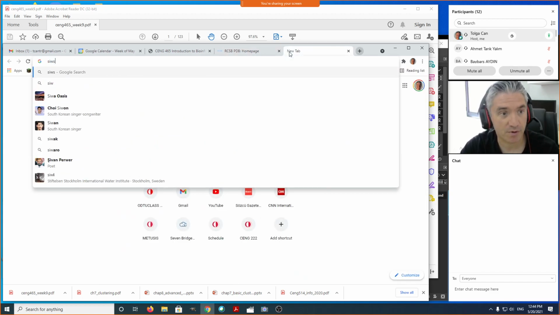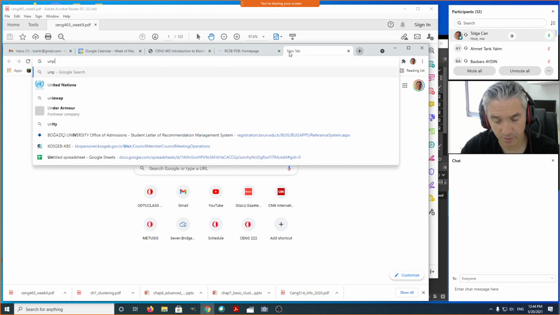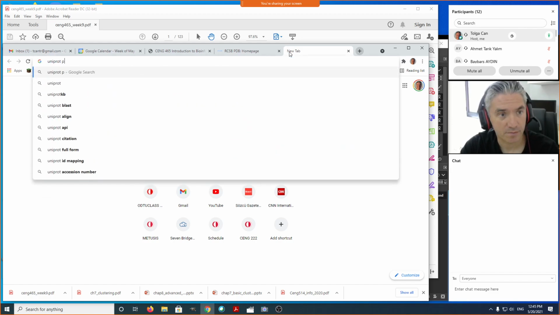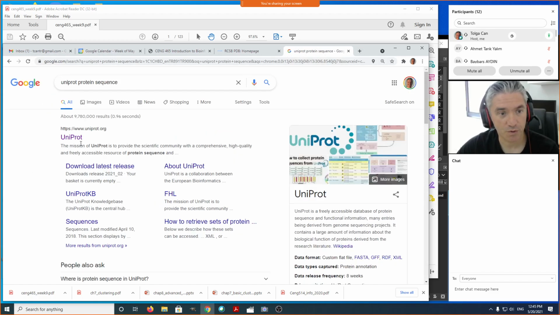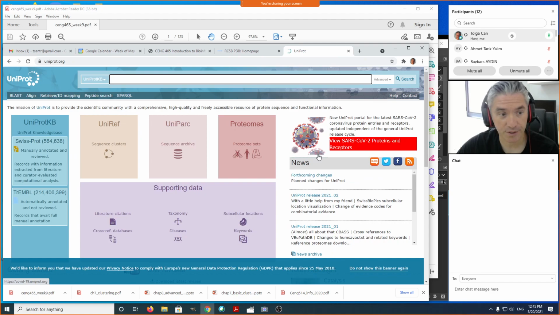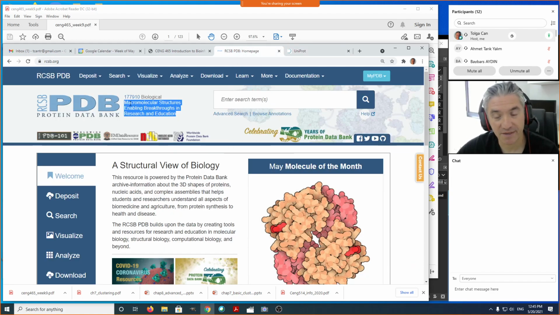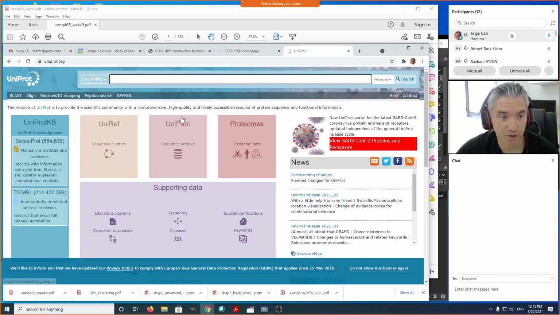If we go to the SwissProt or UniProt protein sequence database, UniProt is another portal for protein sequences. And in TrEMBL, there are 200 million automatically annotated but not reviewed protein sequences. Out of these 200 million, this 177,000 is still a very small number. So there are lots of protein sequences with unknown structures.